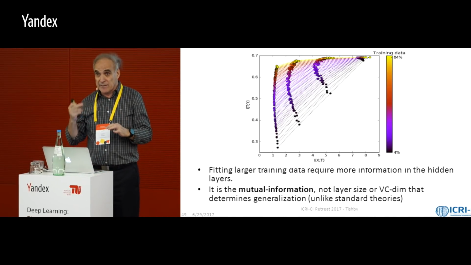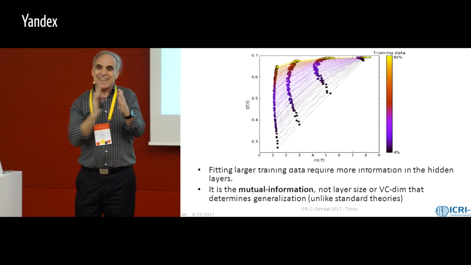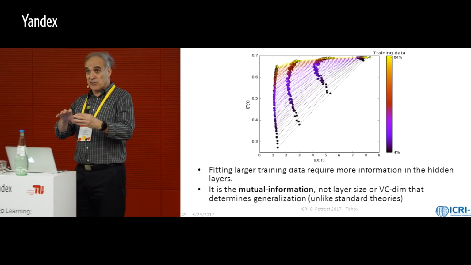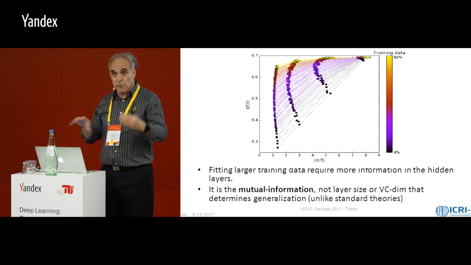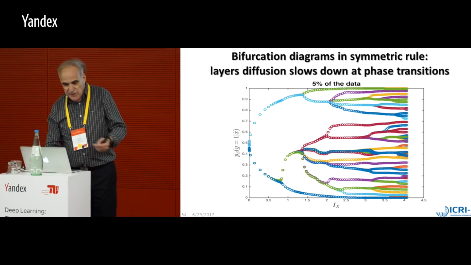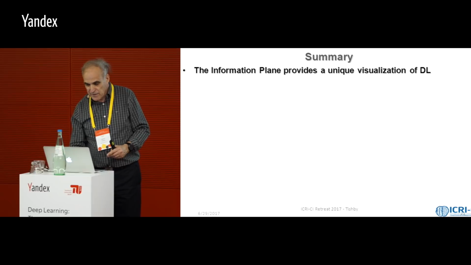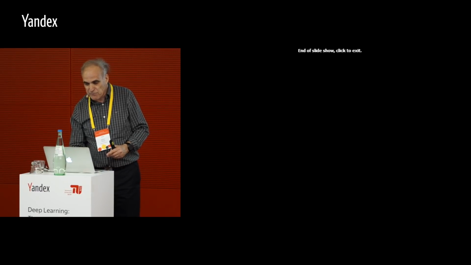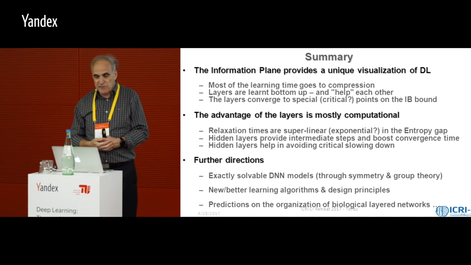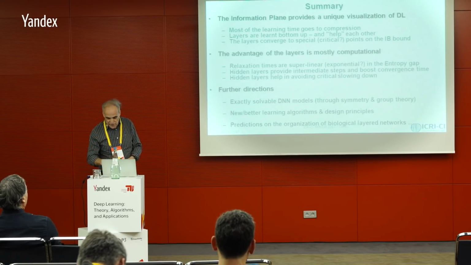If there is symmetry in the data, then I know that this diffusion is going to get stuck in some places, due to phase transitions in the partition. Phase transitions here mean that essentially the partition splits or changes topology. Those clusters split or things like this. So we have some sort of bifurcation diagram which really explains the position of the layers, but I really have to stop, so let me finish here. Since the information plane provides a very nice visualization of deep learning, the advantage of the layers is mostly computational, due to this exponential relaxation, and there are many good questions to ask, and we are still working on it.